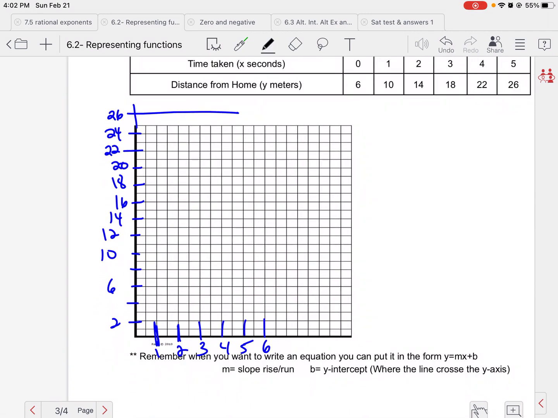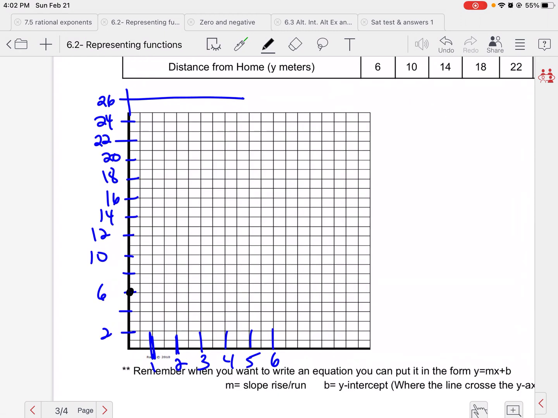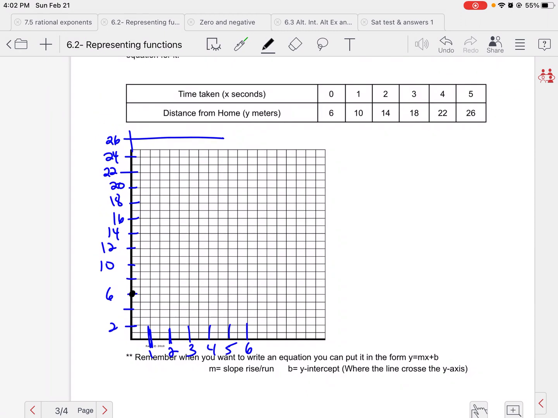Okay? So we had the points 0, 6; 1, 10; 2, 14, I'm sorry; 3, 18; 4, 22; and 5, 26. Okay, we can draw our line. Again, I'm not going to draw my line back this way because we can't walk negative distance. I'm just going to erase this a little bit off my graph here.